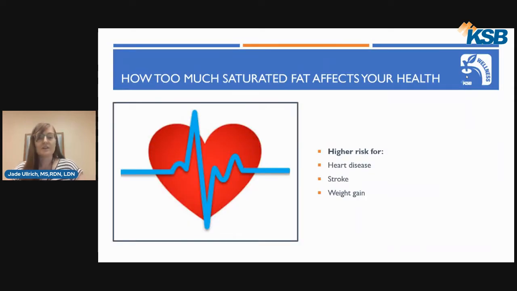So why is it important to limit our consumption of saturated fats? Eating too much saturated fat can put you at higher risk for heart disease and stroke. And also, consuming too much saturated fat can make it difficult to achieve a healthy eating pattern without taking in too many calories, which can lead to weight gain.